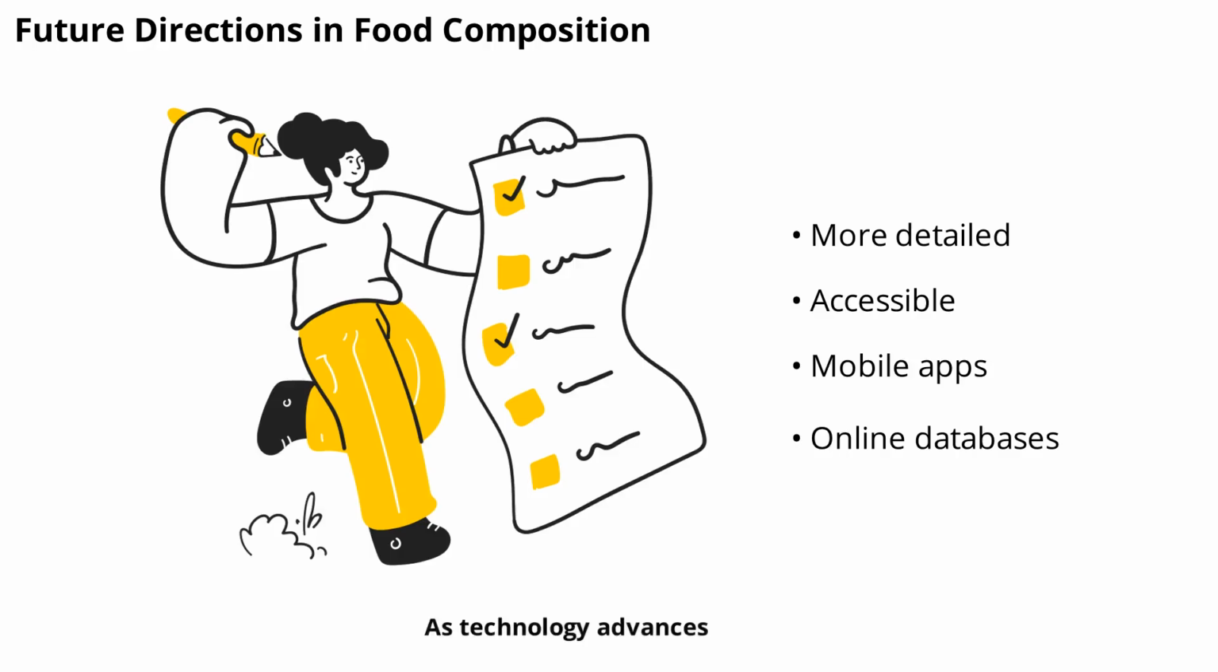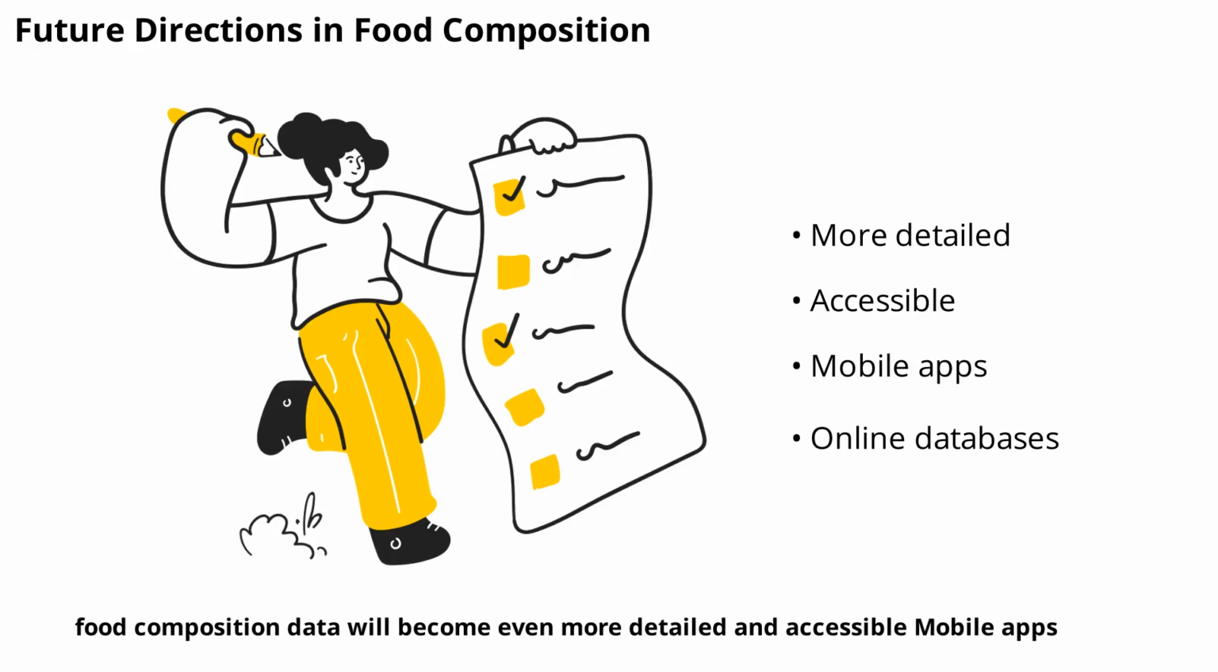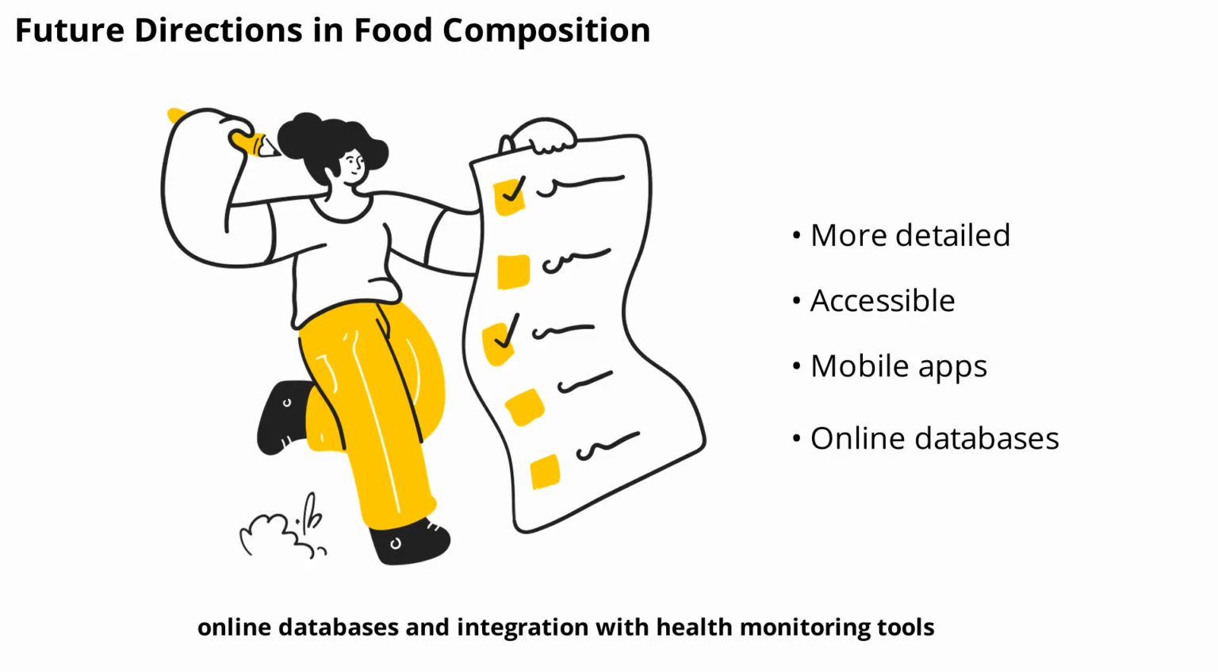As technology advances, food composition data will become even more detailed and accessible. Mobile apps, online databases, and integration with health monitoring tools will empower consumers and professionals alike. Continued research into bioactive compounds, contaminants, and food biodiversity will expand our understanding of nutrition and health. The future of food composition data is bright, with new opportunities for innovation and impact.